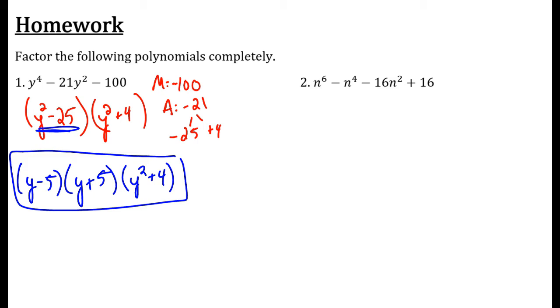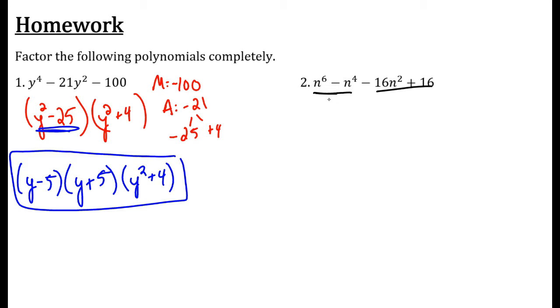But don't panic. It's a trinomial, so when we factor trinomials, we have to use the AC method or that add multiply rule. Number 2. Alrighty, n to the 6th minus n to the 4th minus 16n squared plus 16. Well, I've got 4 terms, no GCF, so I'm definitely going to have to try grouping. 4 terms means I'm grouping.